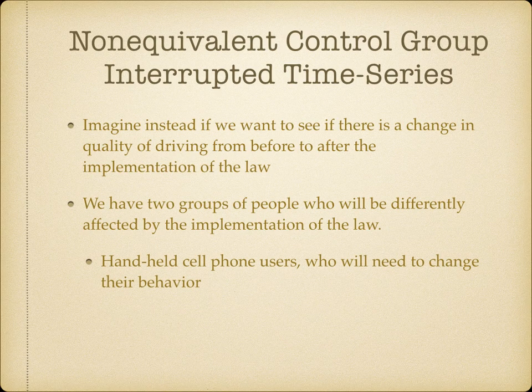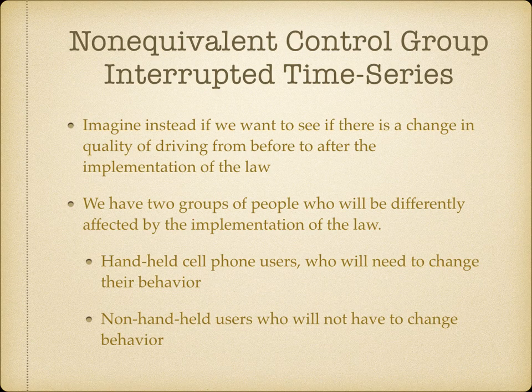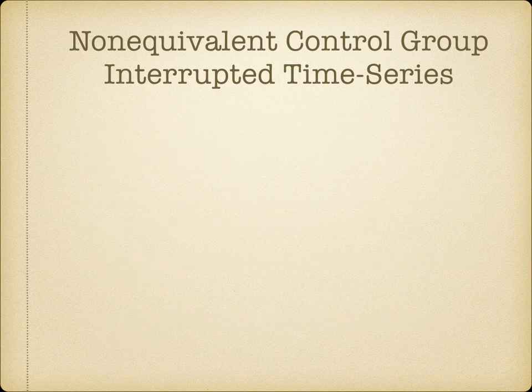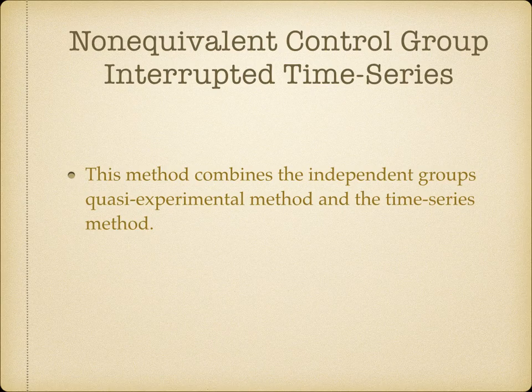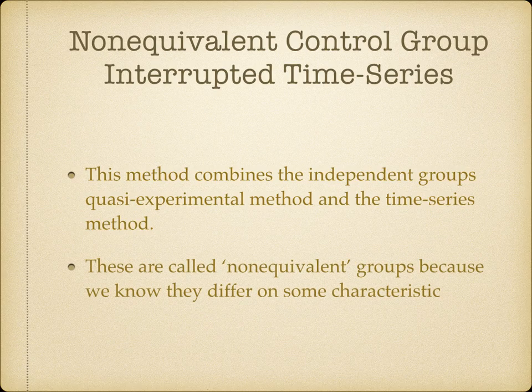Handheld cell phone users who will need to change their behaviors, and non-handheld users who will not have to change their behavior. This method, as I said before, kind of combines the independent groups quasi-experimental method and the time series method. And again, they are non-equivalent groups because we know that they differ on some characteristic.